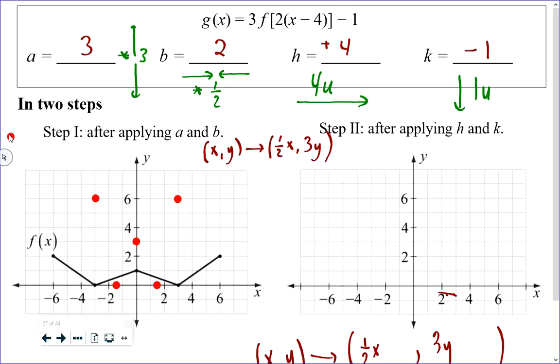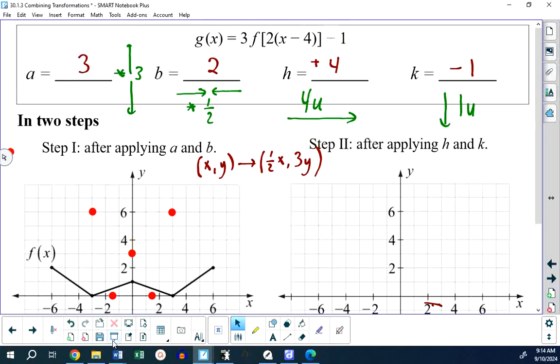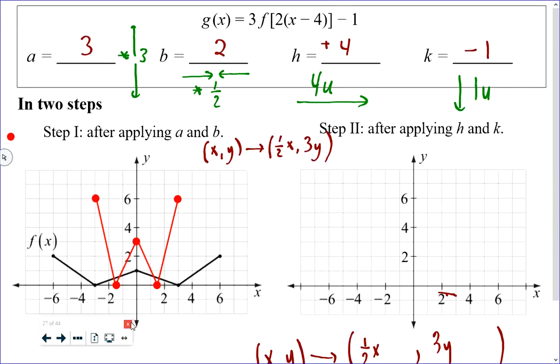So what does this look like? Well, it looks like a W. It's 3 times as tall and it's 1/2 as wide. Good? Okay. This is just distracting me. I just want to get rid of it.